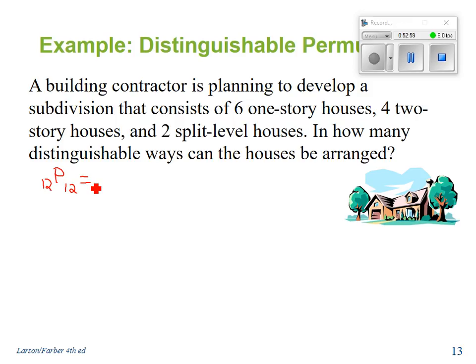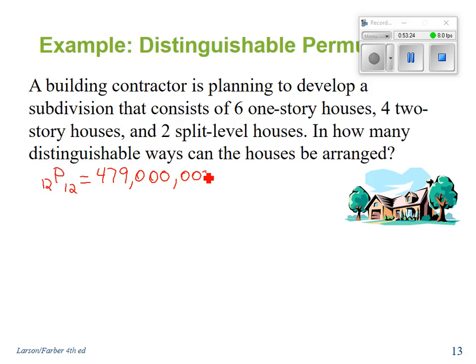What's 12P12? 479 million. Let's just say that. Yeah. Everybody agree with that? We'll just go with that. 479 million different ways that he could put these houses in this housing complex.